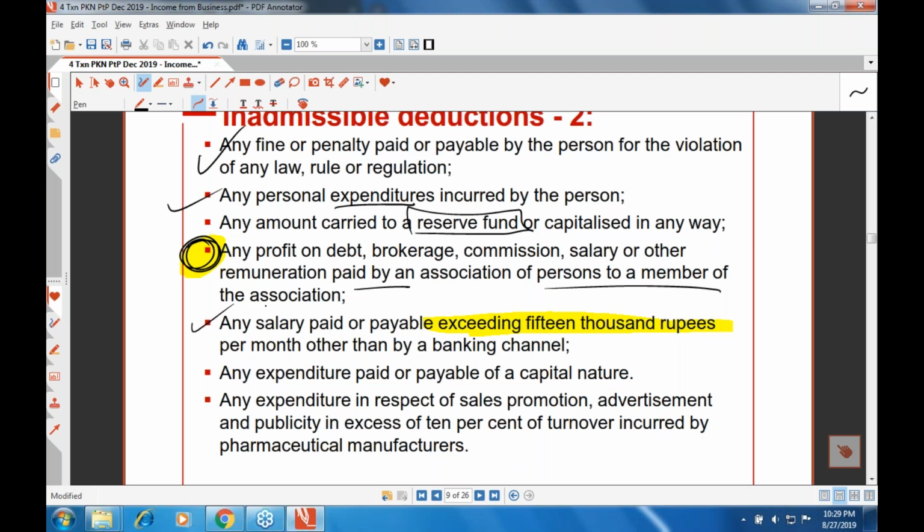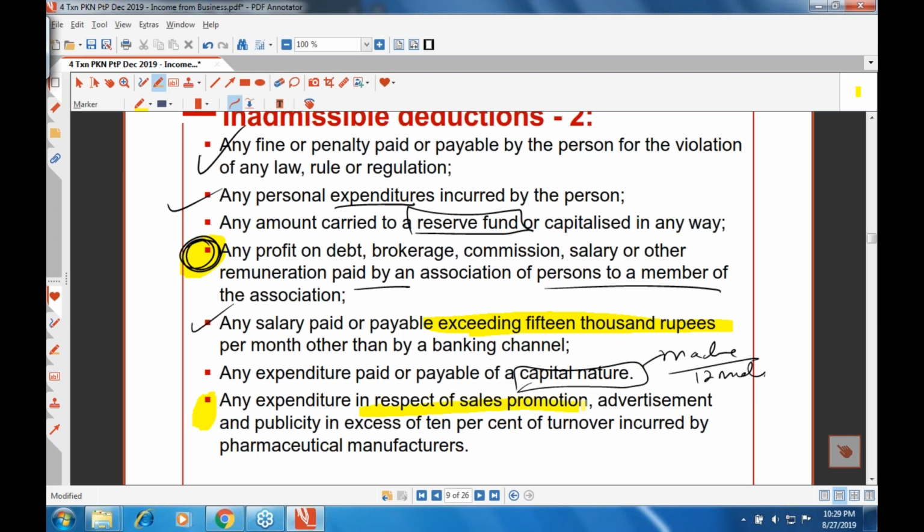Don't pay through cash. Any expenditure paid or payable of a capital nature, like for example, you purchase a machinery which has a life of more than 12 months, then the payments pertaining to that machine are not a deductible expense. You can claim depreciation on it, but you cannot claim the payment as an expense. Now, a very important point.